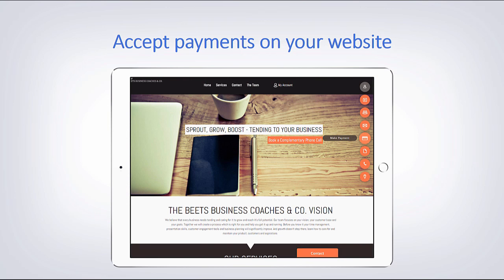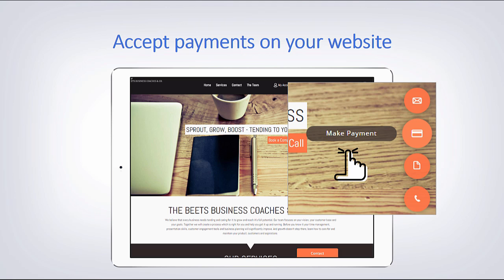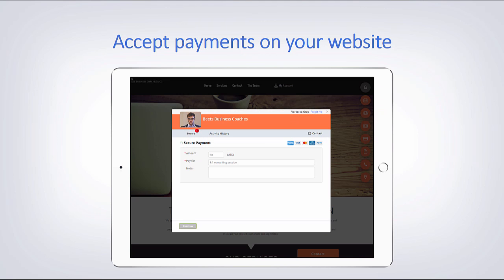Here's an example of accepting payments on your website. You can see that this business coach added the live site widget to their website, that's the little orange pop-up on the right and the little circles. These are all actions that the client can take on the business coach's website. One of them is make a payment. If the user clicks on this, they get to a payment form, and they can enter the amount and the service they wish to pay for. You can also customize this button to be for a predefined service or a predefined amount.